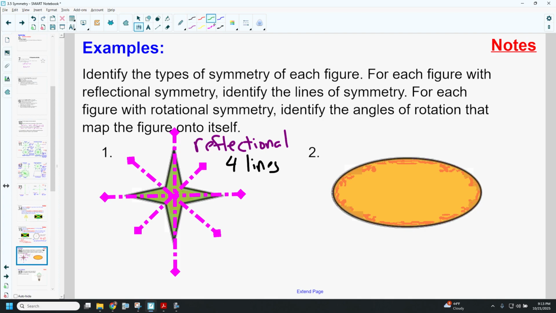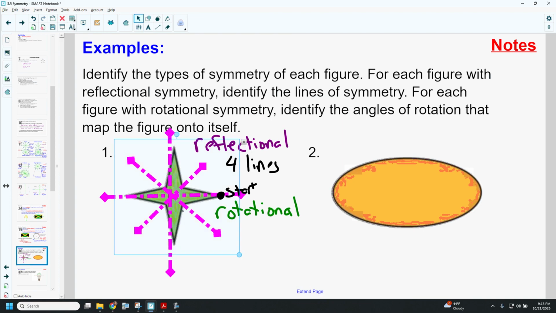It also has rotational symmetry. What I do is I pick a point. I'm going to start here. And I can turn this 1, 2, 3, 4 times. So I can take my point, my star on the right, turn it. There's 1, 2, 3, and I get back to where I started, that's 4 times I turned it.